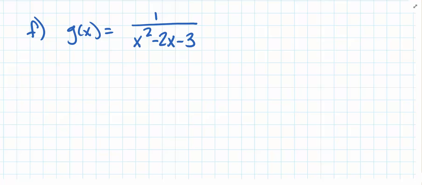Ooh, how would we do this one? 1 over x squared minus 2x minus 3. Who remembers how to factor? Oh, baby.